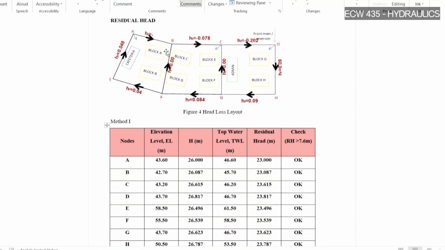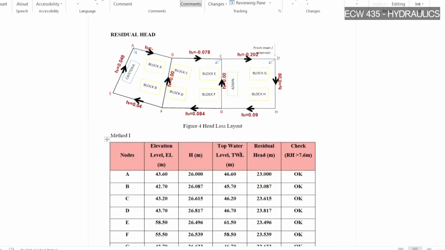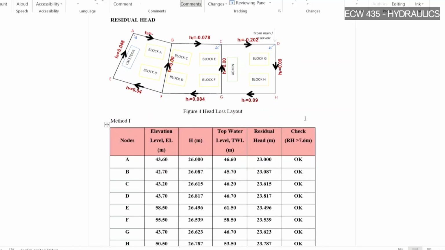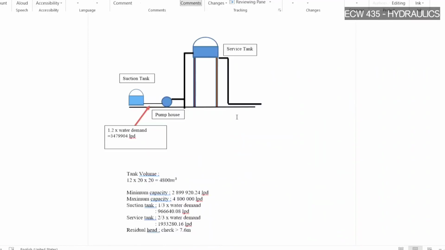And then we need to calculate the residual head by using this equation, and we use the summation of head loss that we get from the 6 iterations. And then we need to check whether the residual head is higher than 7.6 meter or not. If it's higher, it's okay and our design is accepted. And here is our tank reservoir design, the type of reservoir design we use. And this is the layout.